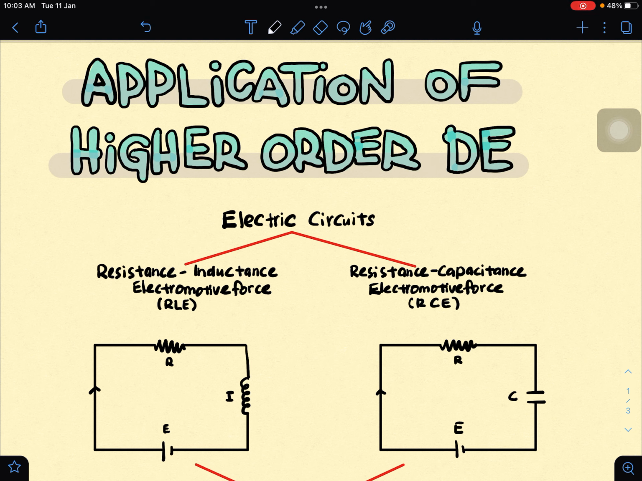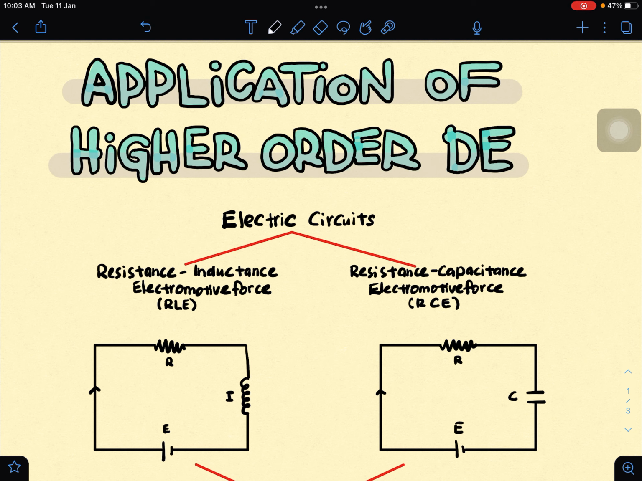Insya-Allah. So hari ini kita akan start our new chapter, which is chapter 5, application of the higher order differential equation, where in chapter 4 we have learned about the higher order differential equation, how to solve the higher order differential equation when we have two types of differential equation, which is homogeneous and non-homogeneous. Okay, we have a few methods such as the undetermined coefficient method, the superposition approach, the annihilator approach.